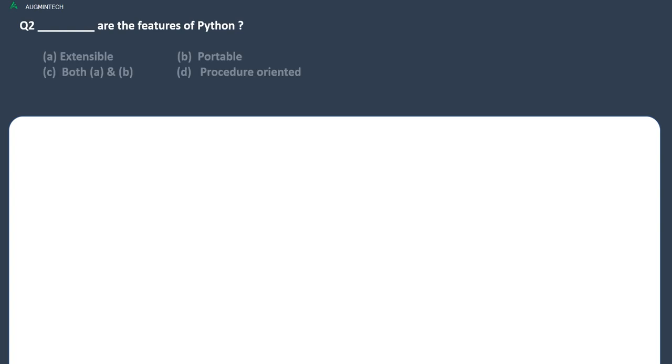Now let's move to the next question. Question number two. Dash are the features of Python. Let's have a look at the options. Options are A, extensible, B, portable, C, both A and B, and D, procedure oriented. Pause the video and try answering this question.